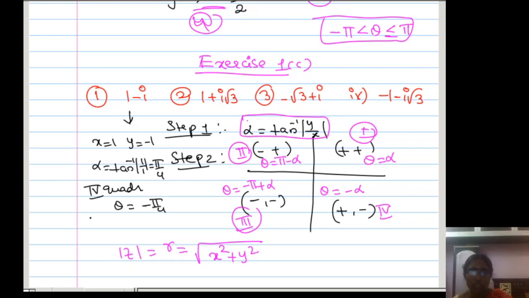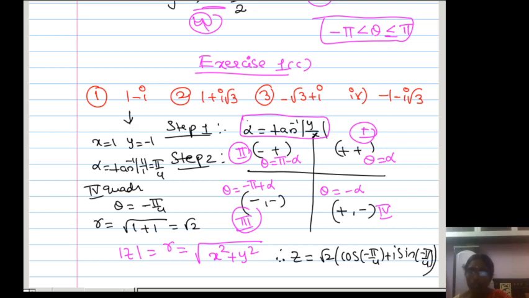What is the formula for the modulus amplitude form? z is equal to... Okay, next what we have to find? r also we have to find. Now r is equal to what? Under root x square plus y square, which means we are getting root of 1 square plus 1 square, that is root 2. Now our answer, the polar form, is z equal to root 2 into cos theta plus i sin theta: cos minus pi by 4 plus i sin minus pi by 4. This is our modulus amplitude form of the complex number 1 minus i.